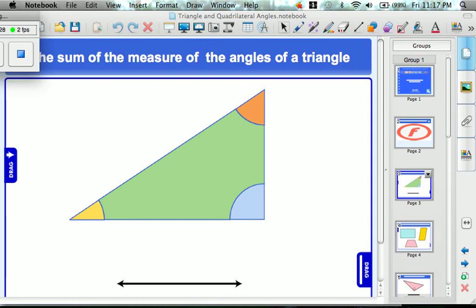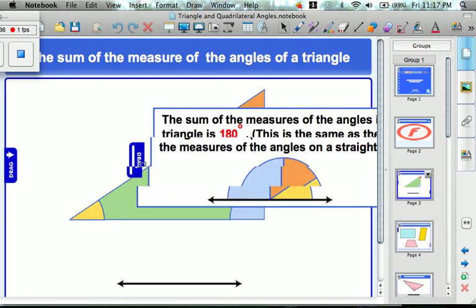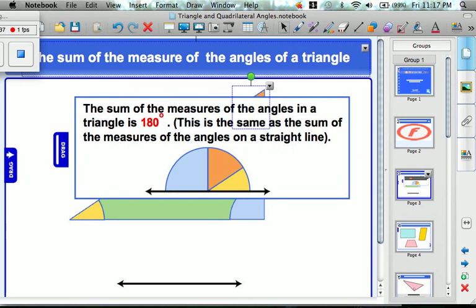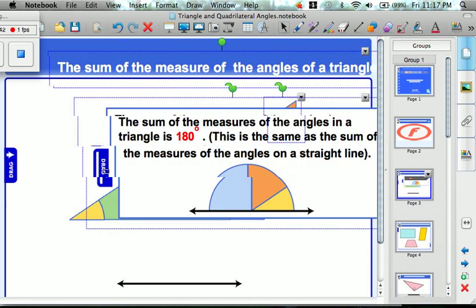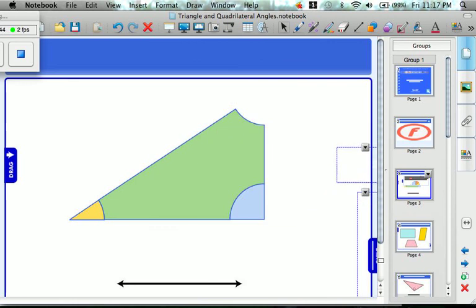The sum of the measures of the angles in a triangle will always equal 180 degrees. So as we know, 180 degrees is also the angle of a straight line.